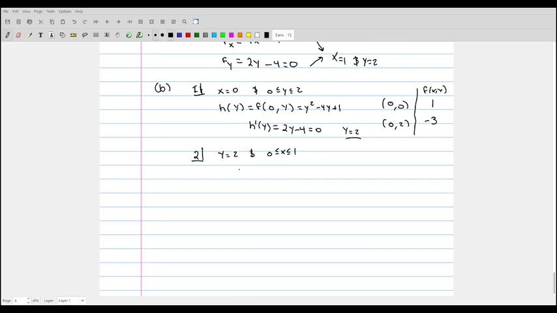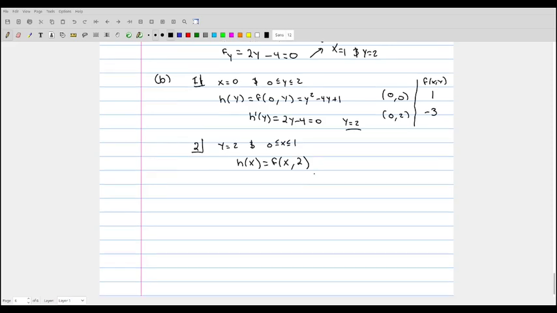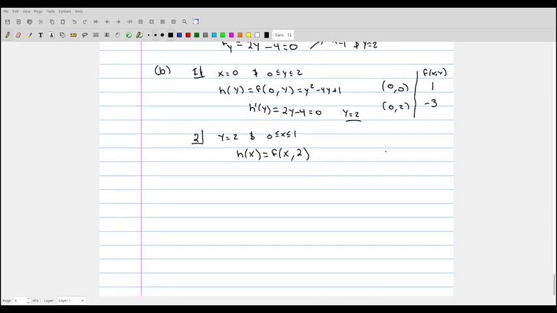For this piece, our single variable function that we have to consider is a function of x. Specifically, it's the function when you plug in x and y is equal to 2, which is the function 2x squared minus 4x.